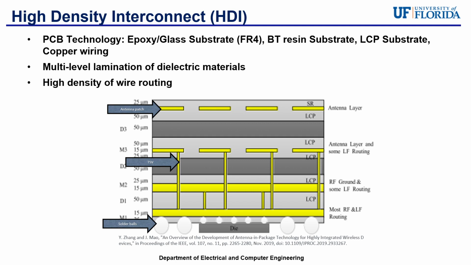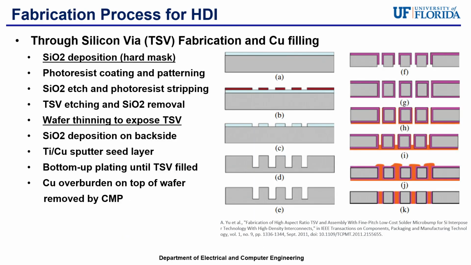Moving on to the next conventional technology for AiP, high density interconnect, also known as HDI. HDIs use PCB technology and are made up of an epoxy glass substrate, a fire retardant material, BT resin substrate, and a liquid crystal polymer substrate with copper wiring. HDIs have multi-level lamination of dielectric materials, as seen in the figure, and a high density of wire routing. The fabrication process of HDIs typically focuses on through silicon via fabrication and copper filling.